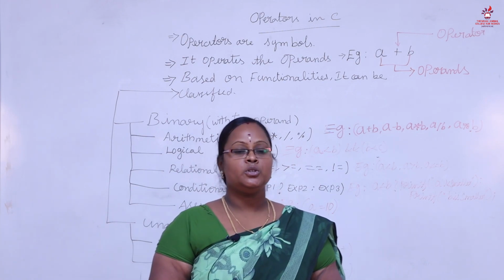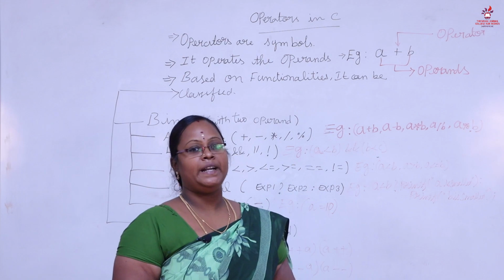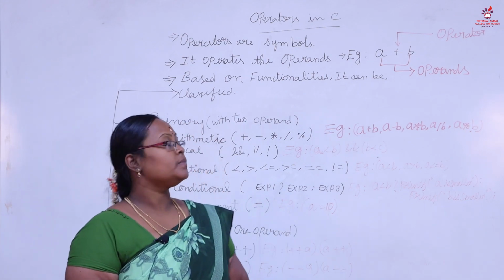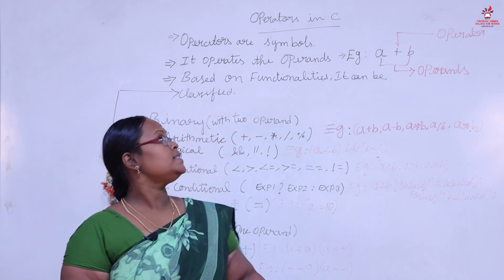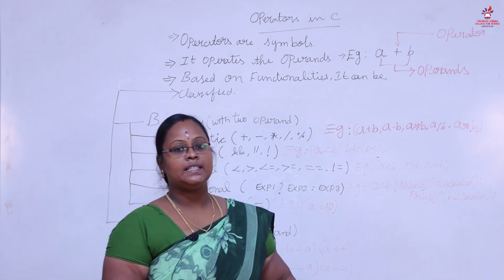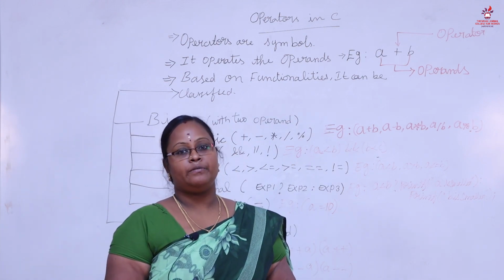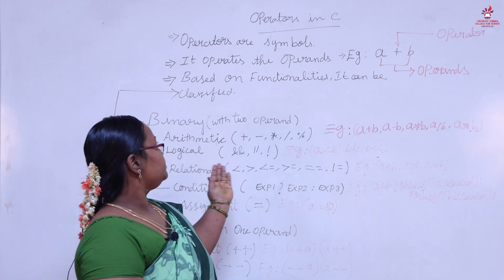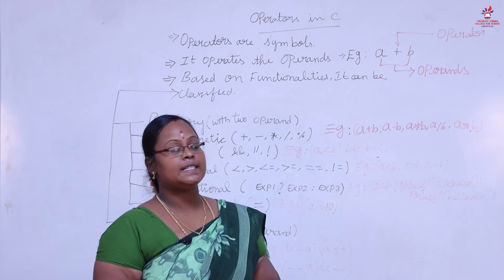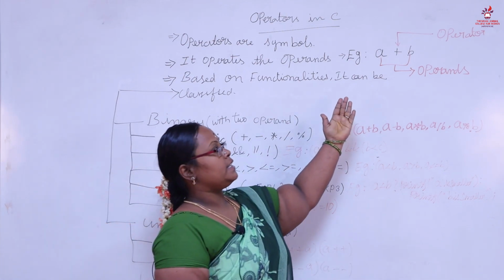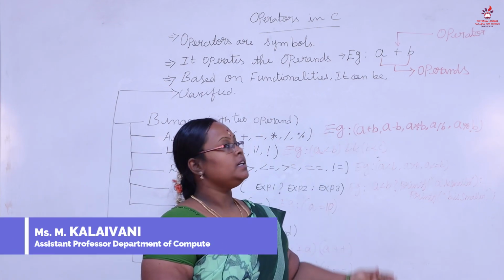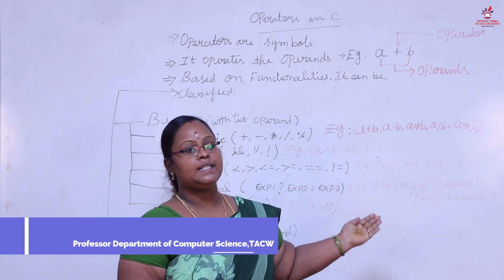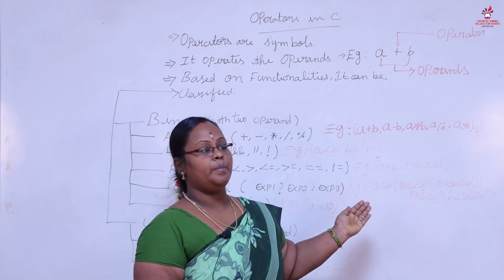Autonomous, Villupuram. Today we are going to discuss operators in C. What do you mean by an operator? Operators are symbols that are used to operate some functions, and they operate on the operands. Here is an example: A plus B. Here A and B are operands and the symbol is called the operator.